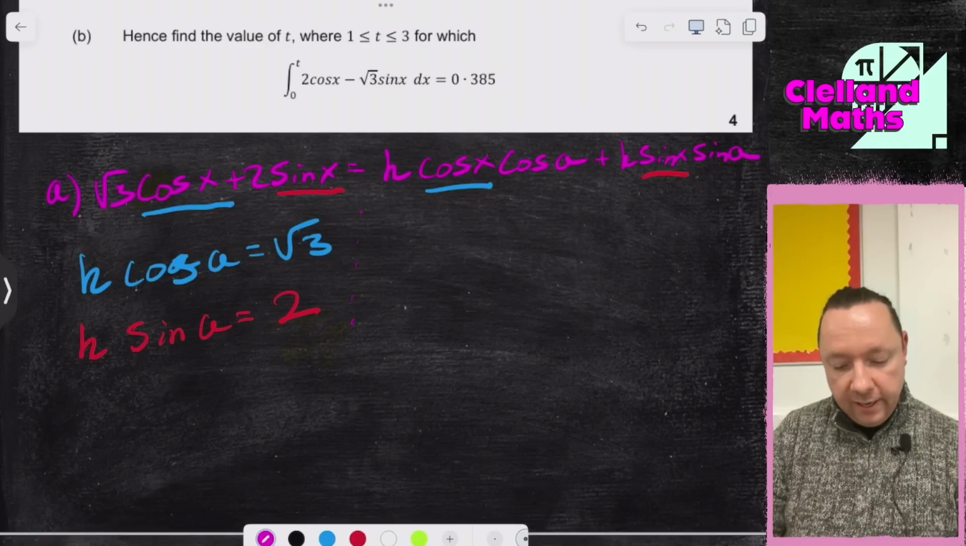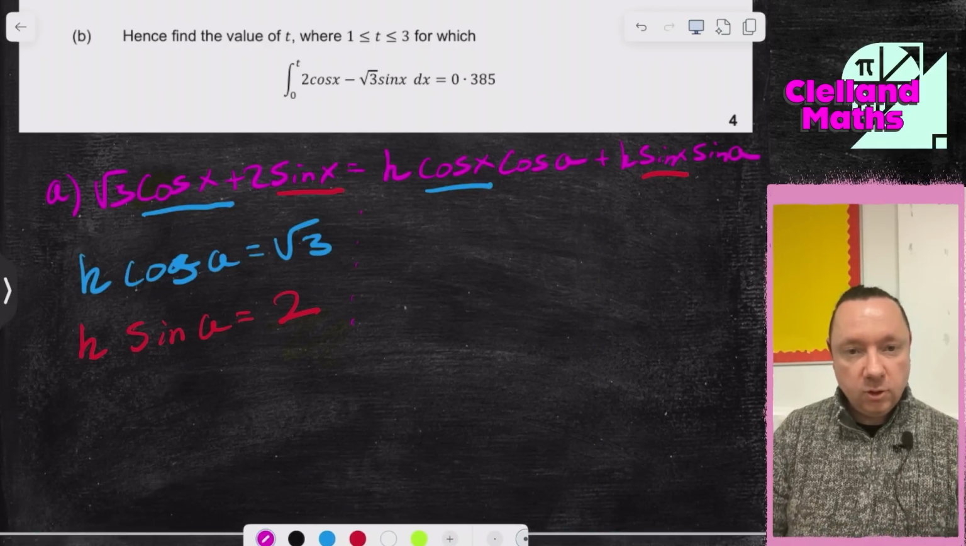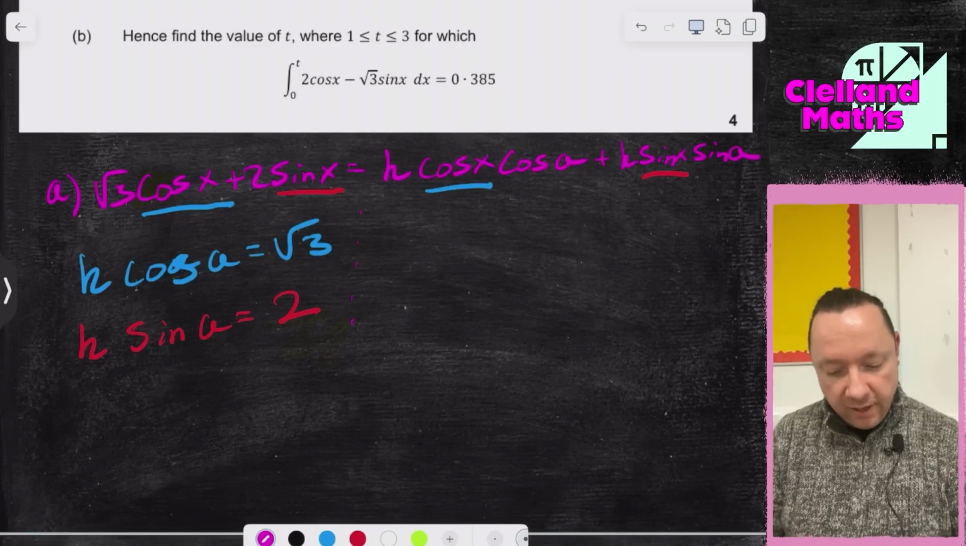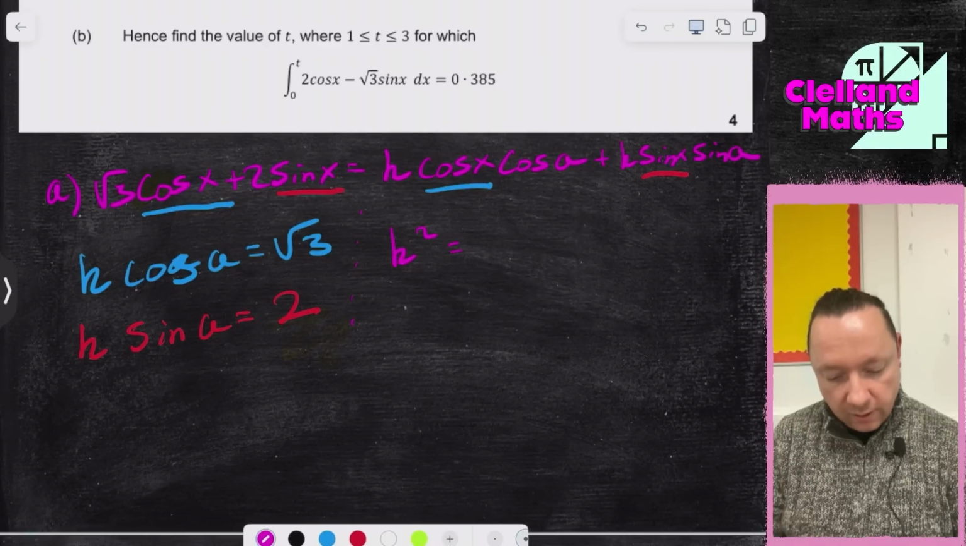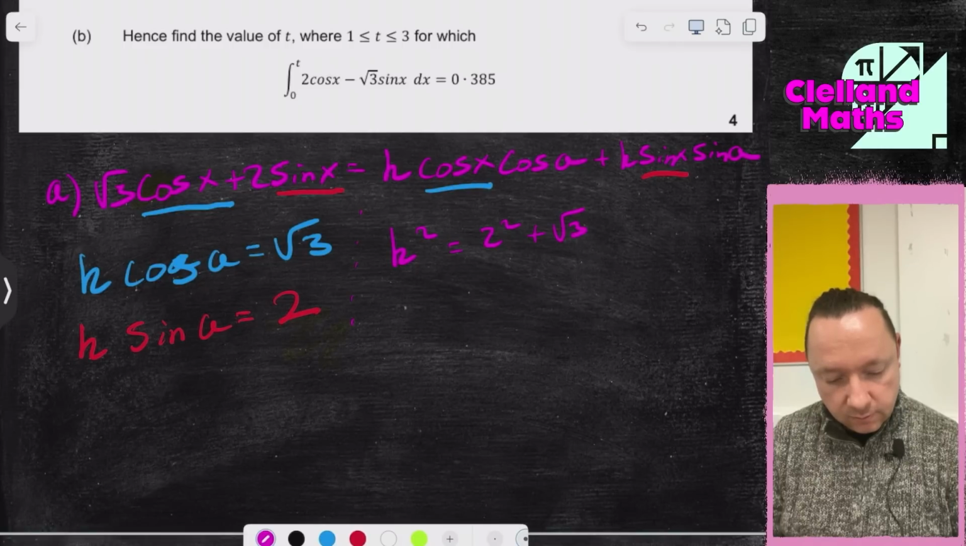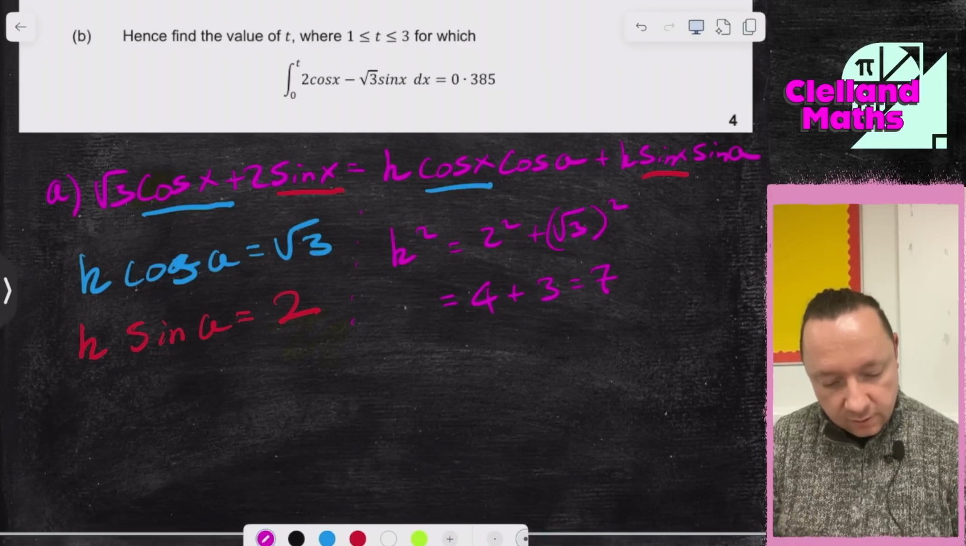Now we can work out our k, because if we square it, we get sine squared plus cos squared, which is 1. So that gives you just Pythagoras. So straight away, you can just write that k squared equals the number squared, which is 2 squared plus root 3 squared. So that gives you 4 plus 3, which is 7. That's k squared. So k is root 7.